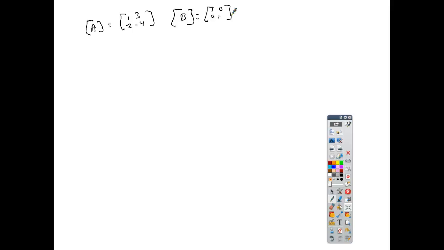That's a positive 2, not a negative 2. Do it.